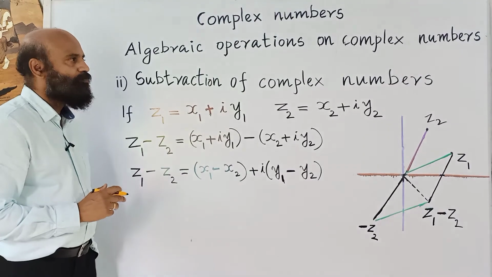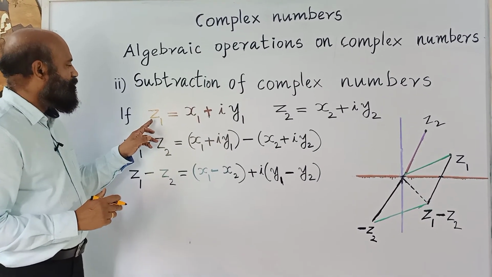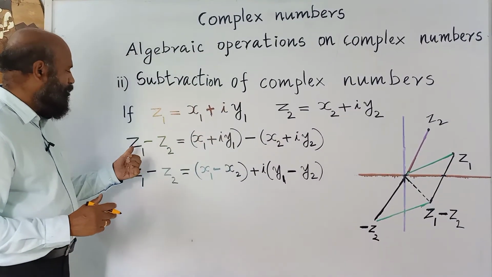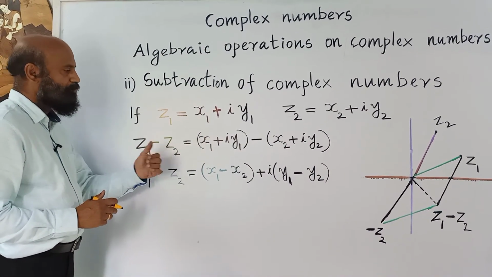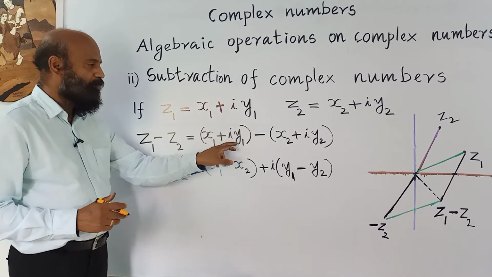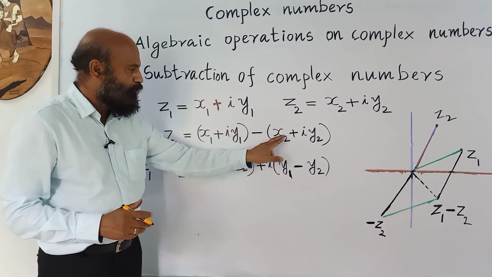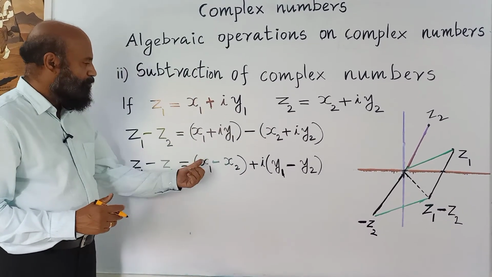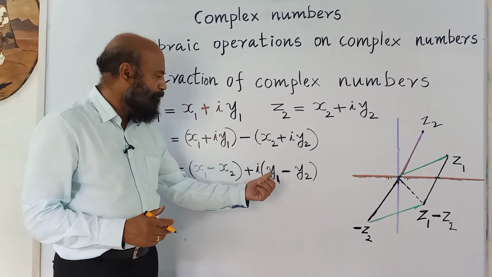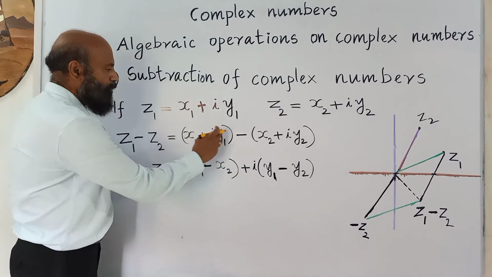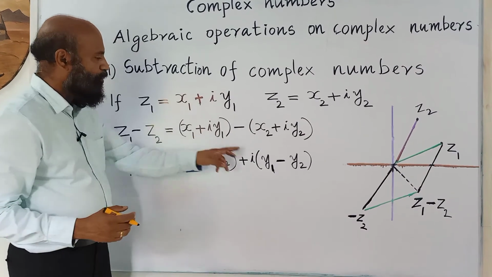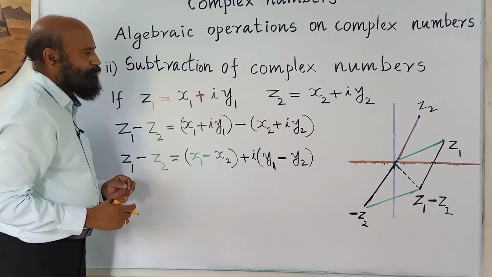Now subtraction of complex numbers. z1 is x1 plus iy1, z2 is x2 plus iy2. Now z1 minus z2. Here z1 is x1 plus iy1 minus x2 plus iy2. So here you have to subtract the real part separately and the imaginary part separately. So x1 minus x2, then plus i common taken outside, then y1 minus y2.